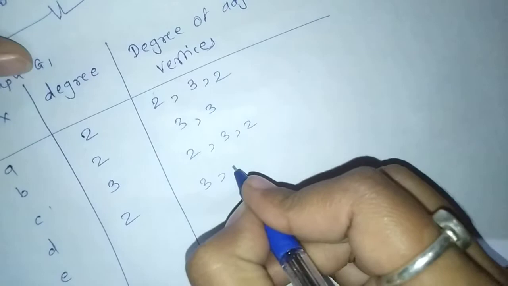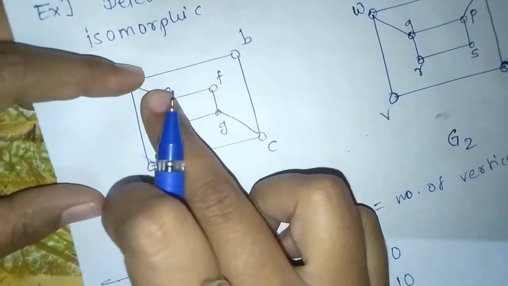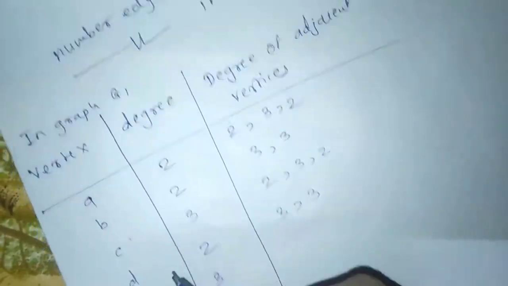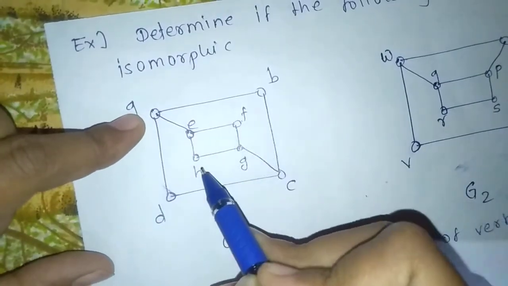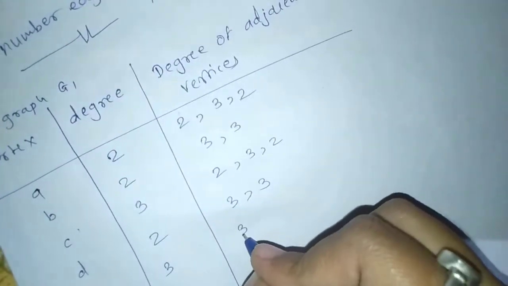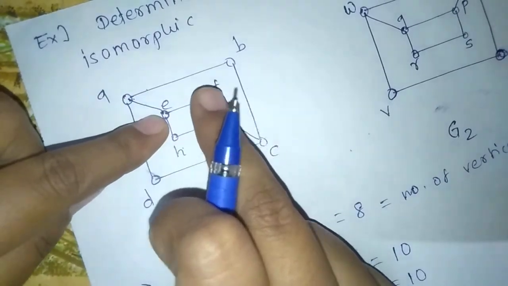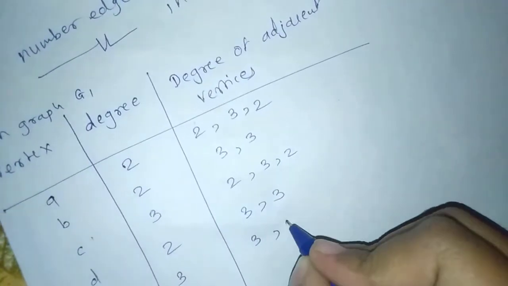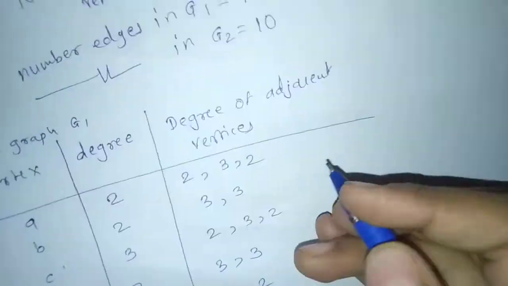Degree of E is 1, 2, 3. Adjacent vertices of E are A, F, G. Degree of A is 3. Write down 3. Next, degree of F is 2. Next, degree of H is also 2.